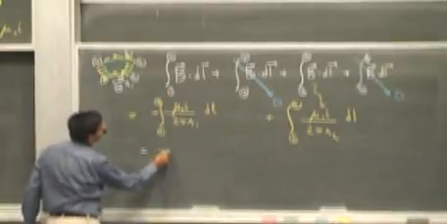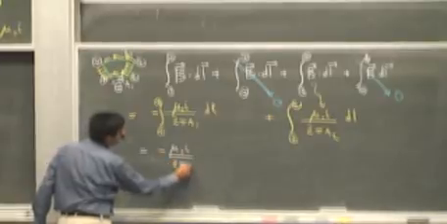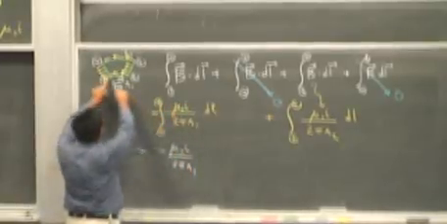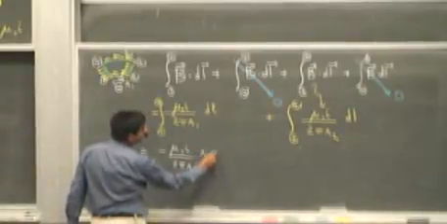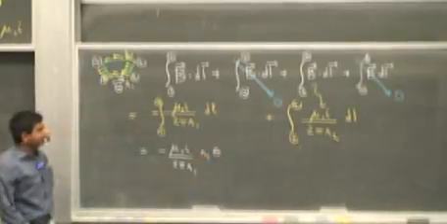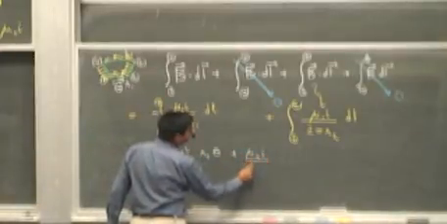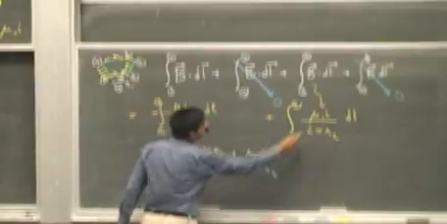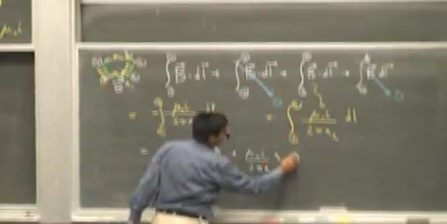So I get minus mu naught I over 2 pi R1, times the total length of this segment, which is simply R1 theta. And this comes out to be mu naught I over 2 pi R2, times the length, which is equal to R2 theta. And I get 0.